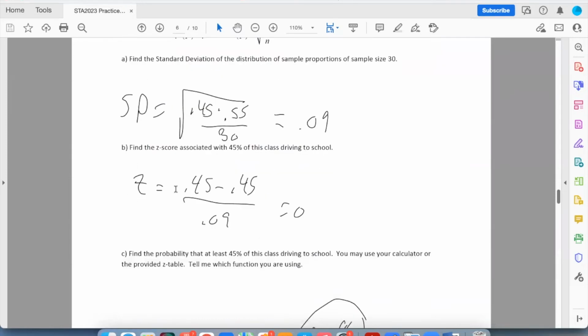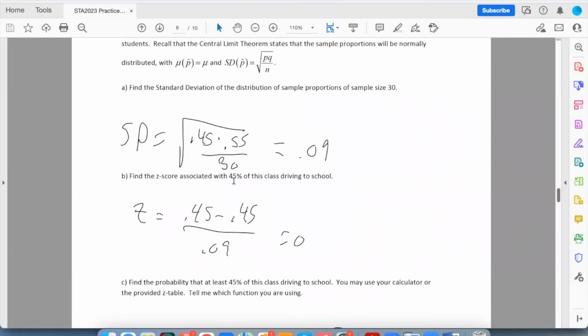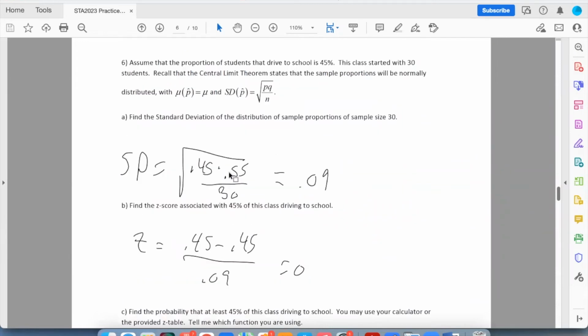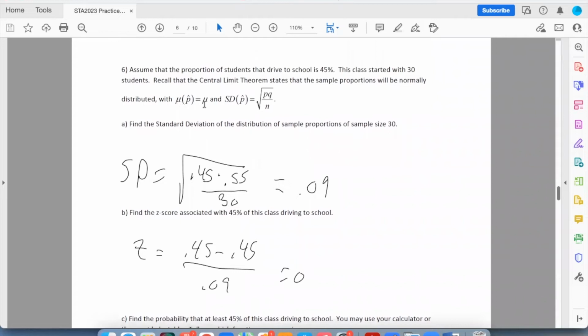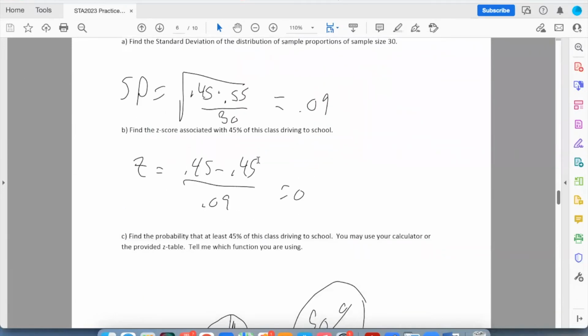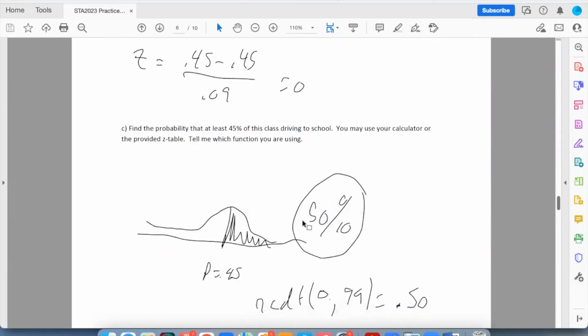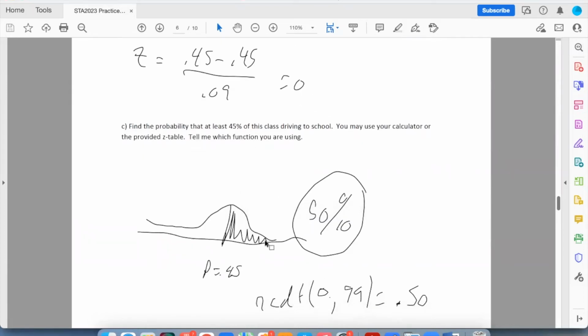We were asked for a z-score. Z-score is the one we're asked about minus the one in the middle. Central limit theorem says in the middle is p. So I get 0.45 minus 0.45, that's 0. What's it mean to be 0 standard deviations away from the mean? That means you're at the mean. That doesn't mean our final answer is 0. When we draw our picture, that means we want to know what's the probability of being above the mean. That's 50%.